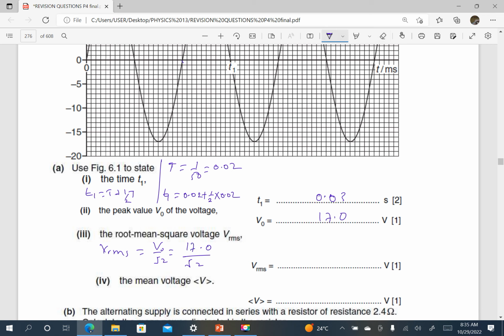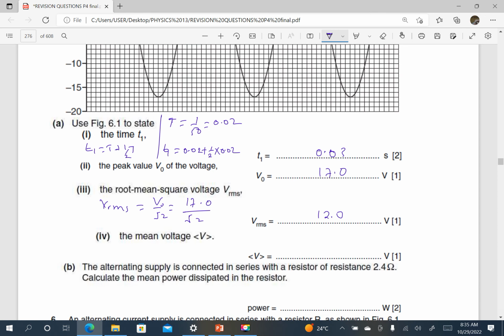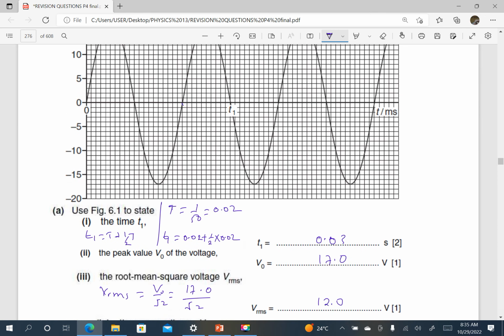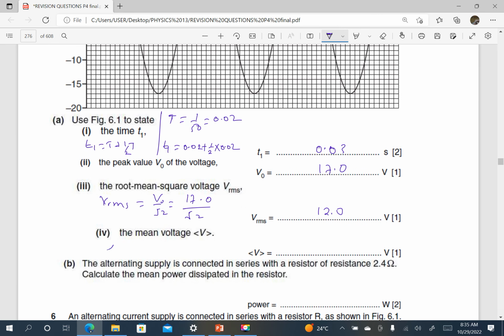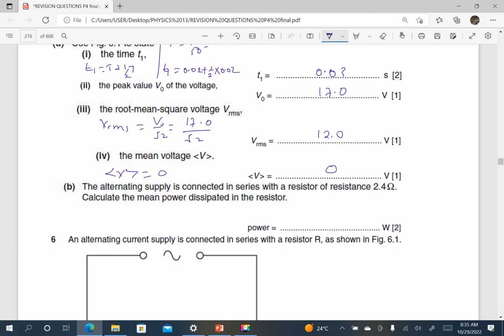V0 is 17.0 over root of 2, so we press the calculator, 17 divided by root 2. So this is 12.0. Then the average, I think the average is 0 because this is alternating voltage. The mean value of alternating voltage is 0. So that is 0. Then the alternating supply is connected in series with a resistor of resistance 2.4 ohms. Calculate the mean power displayed.